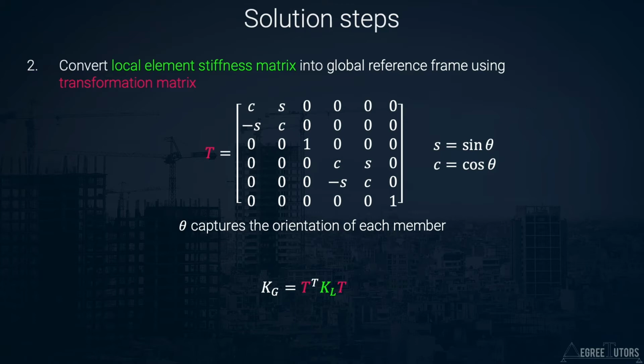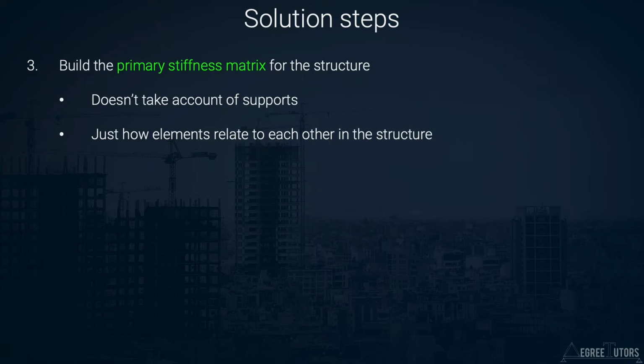So in order to turn the local stiffness matrix into a global stiffness matrix for that member, we simply multiply by T transpose and then post multiply by T again here, as we see in the equation on the bottom here. So once we're that far, we can build the primary stiffness matrix for the structure. Remember, the whole point of getting our element stiffness matrices into a common global reference frame is so that we can combine them together seamlessly into a primary stiffness matrix. Now, this primary stiffness matrix doesn't take into account the support conditions yet, and it just models how the elements relate to each other within the structure.